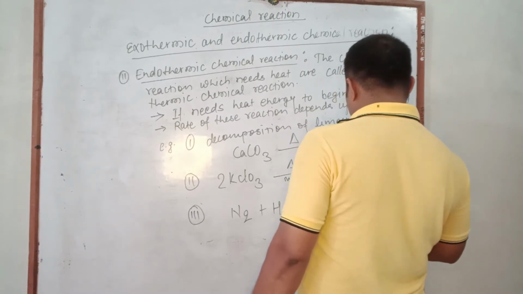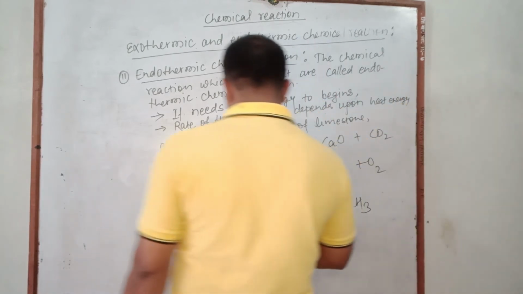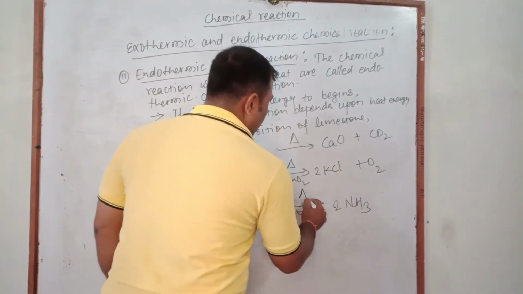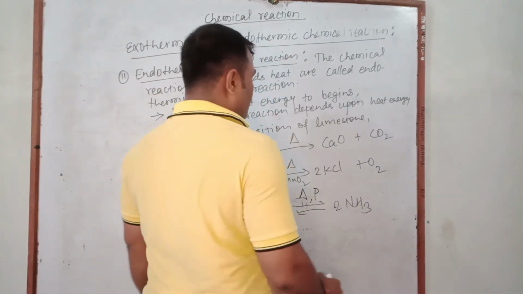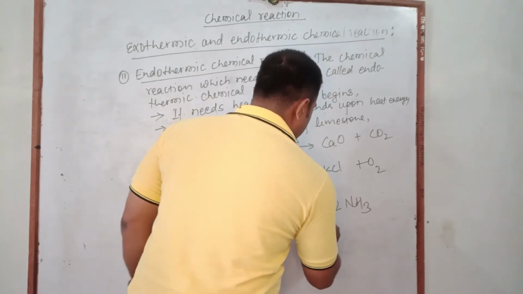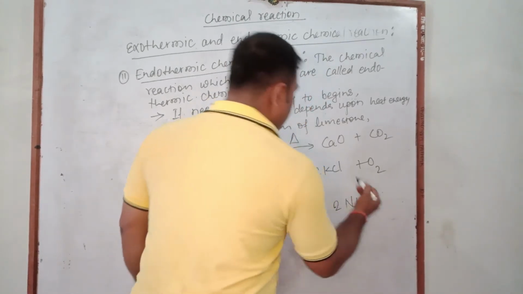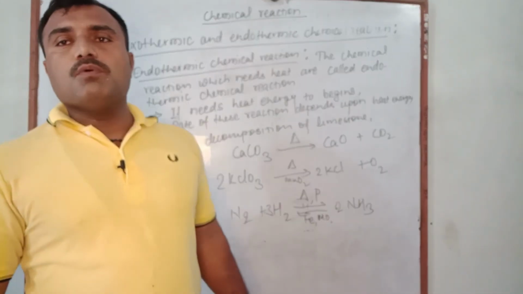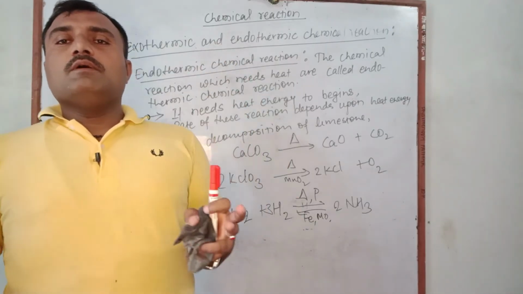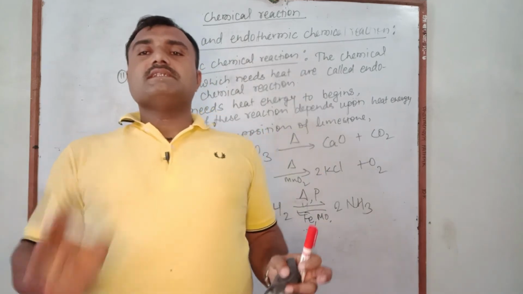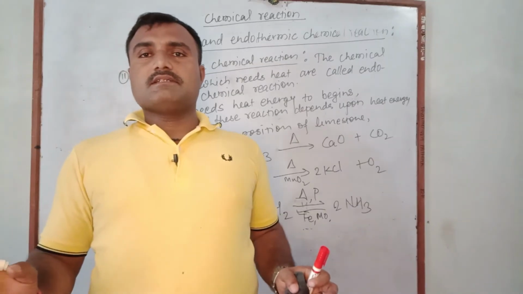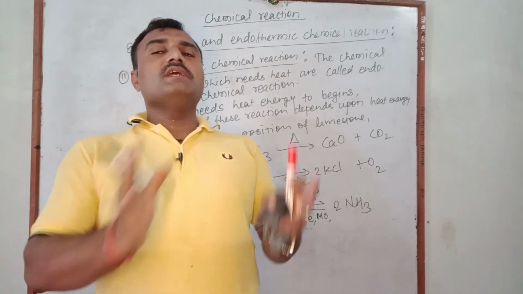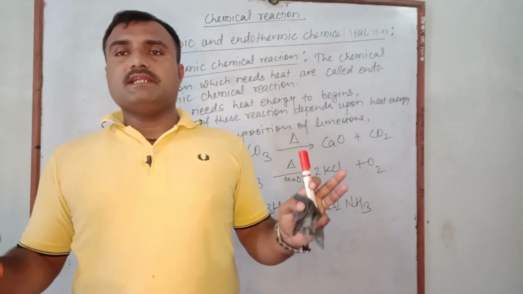ammonia gas. For this, nitrogen needs high temperature, high pressure, and an iron molybdenum catalyst. Without heat energy, such reactions are impossible. Like cooking food: cooking food is a chemical change, a chemical reaction occurs, and the product is obtained only when we give heat energy to the food material.